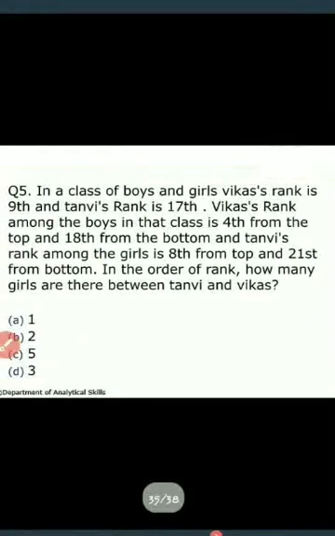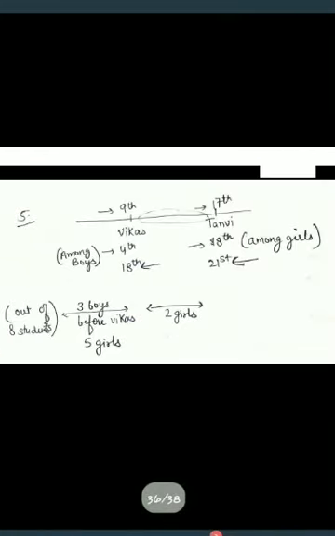Next, Vikas' rank among the boys in the class is 4th. Now what does it mean? Among boys, the rank of Vikas is 4th. Now we know that in the overall class the rank of Vikas is 9th, and among boys his rank is 4th from the top and 18th from the bottom.